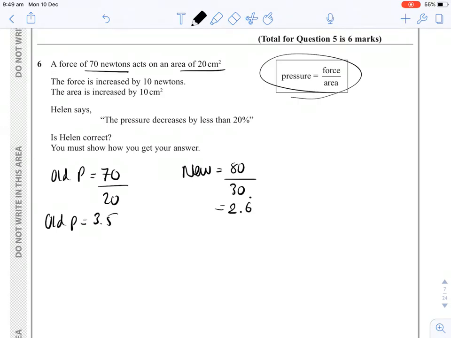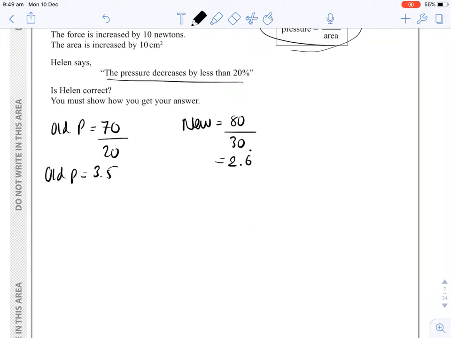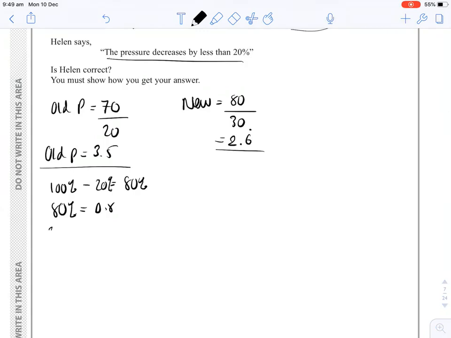Now, we are told, Helen says the pressure decreases by less than 20%. So what we're going to do is decrease the old pressure by 20% and then see how it corresponds to the new value. So if I had 100% and I'm decreasing by 20, that is going to then leave me with 80%. 80% as a decimal is 0.8. So when we do 3.5 times 0.8, we get 2.8.